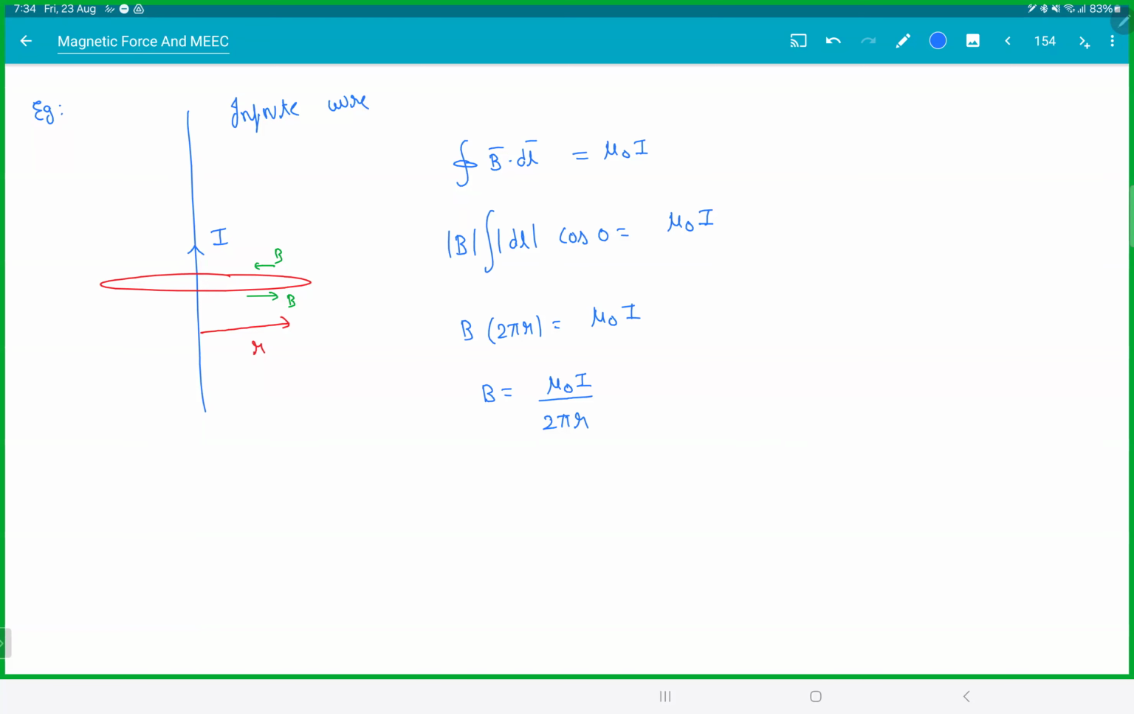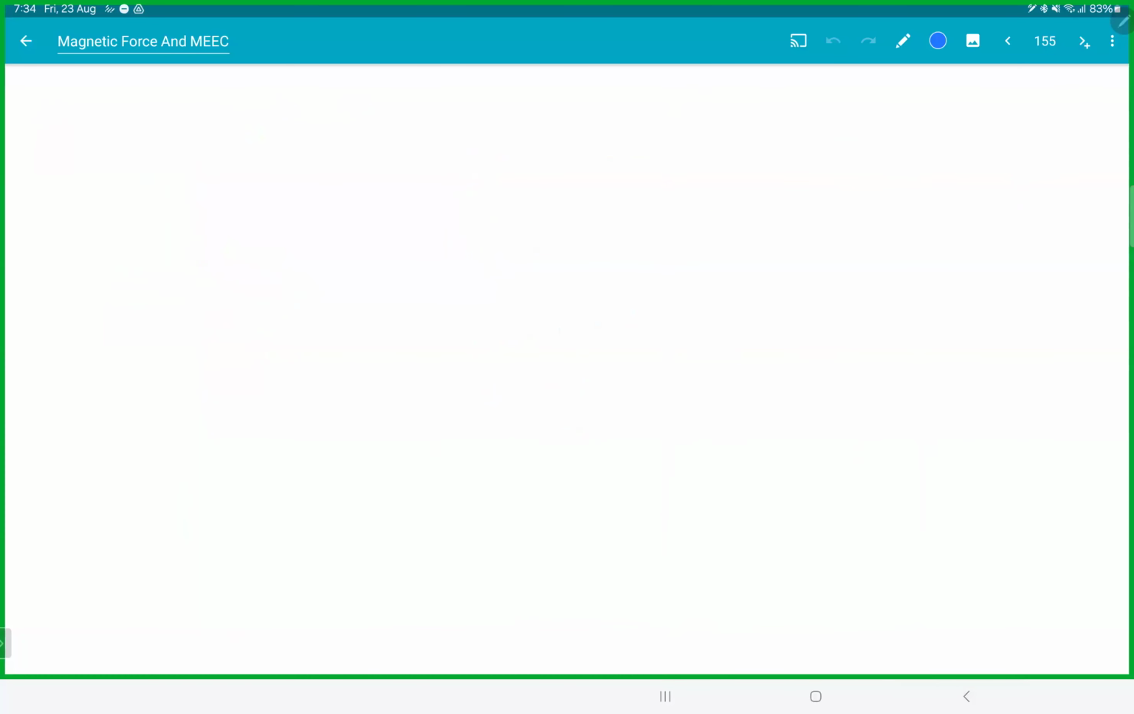Now using an idea like this, you guys try this. We have an infinite hollow cylinder. This is just like a hollow shell.